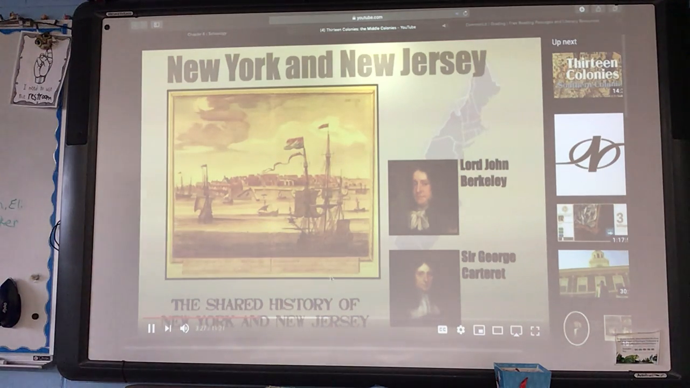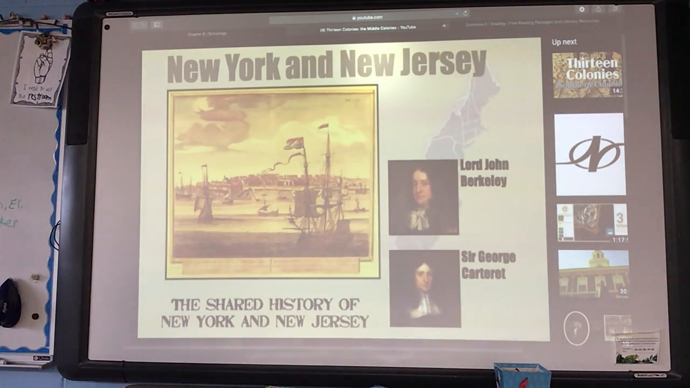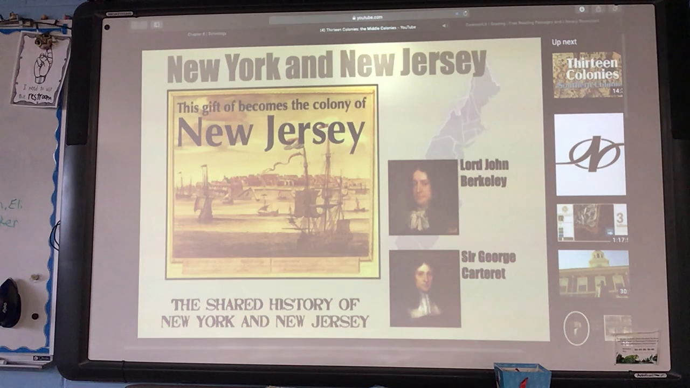This region that had been a part of New York has now been given to these two other guys, and that's going to become the colony of New Jersey. So even though they started out as all one region, eventually they become two separate colonies with two separate charters. So that's New York and New Jersey.